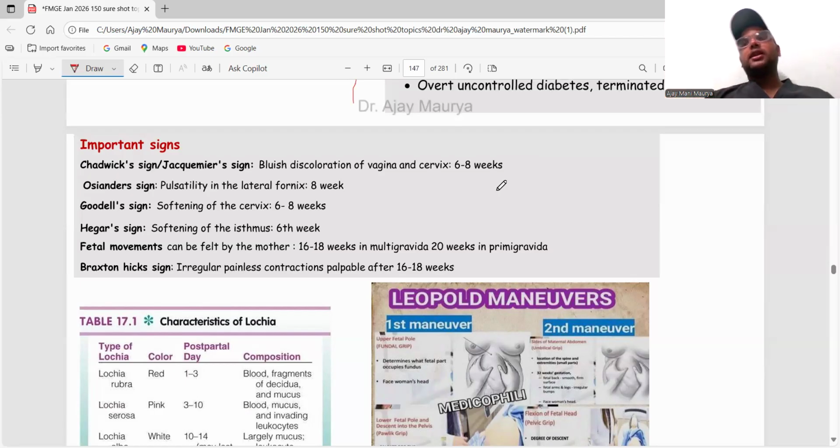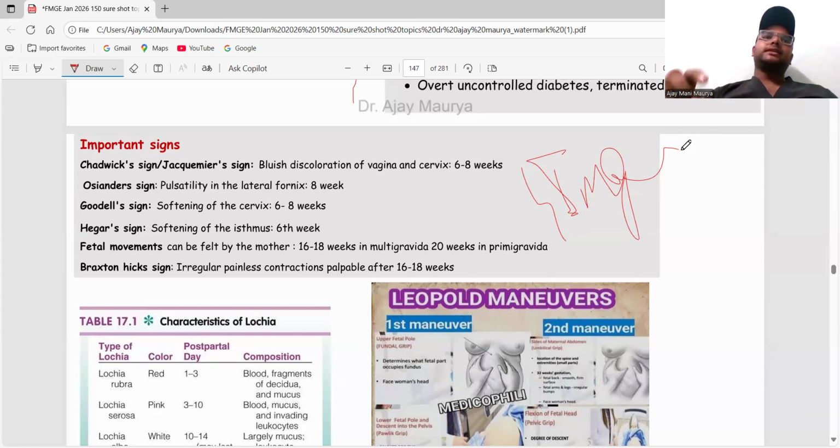Please try to correlate with the images. Just go to Google and try to add the images here. I forgot to add the images here. Then just try to correlate with the images.